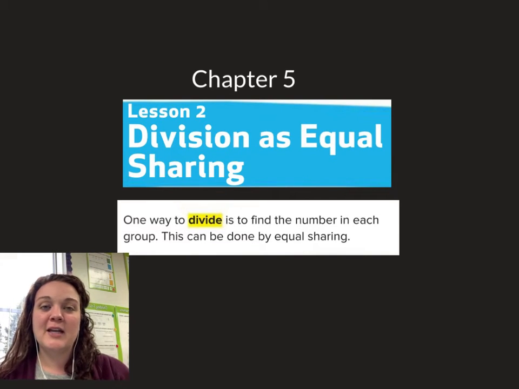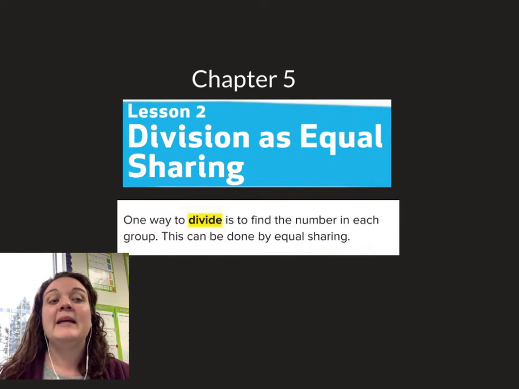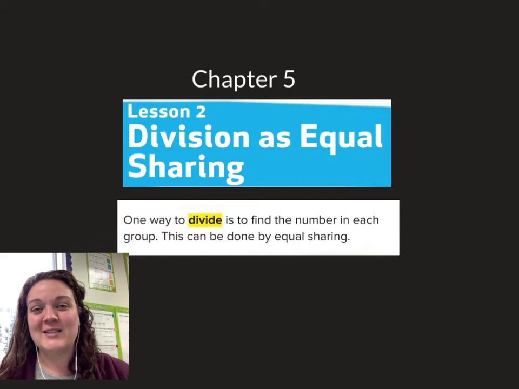Today we're going to be talking about division as equal sharing. One way to divide is to find the number in each group. This can be done by equal sharing, and yesterday we called this partitioning or partition the numbers. So let's get started on some examples.